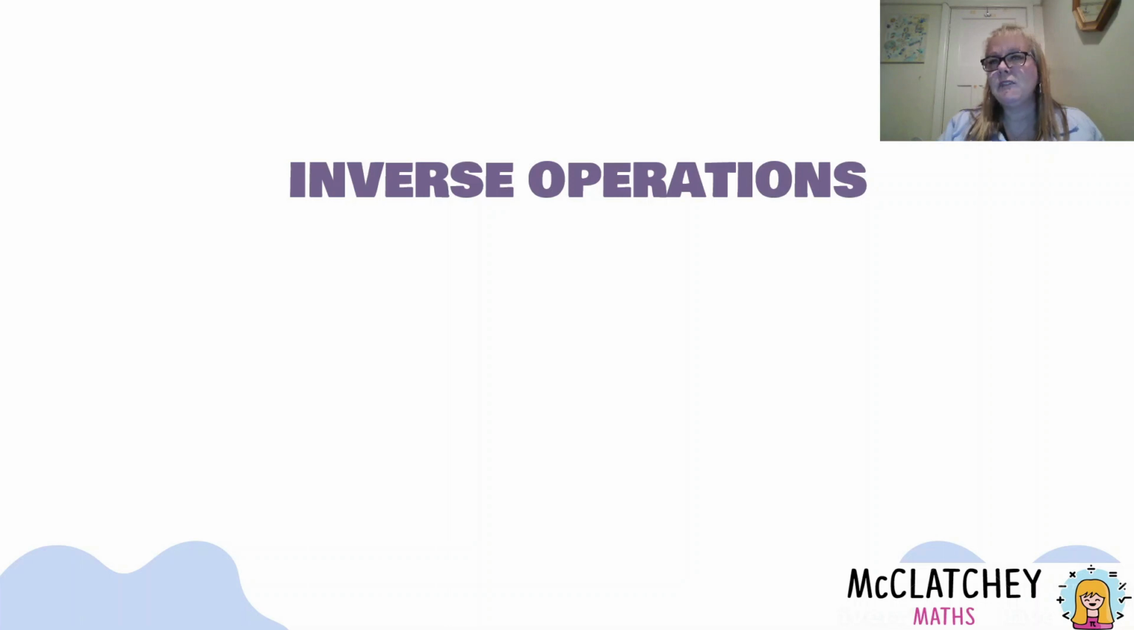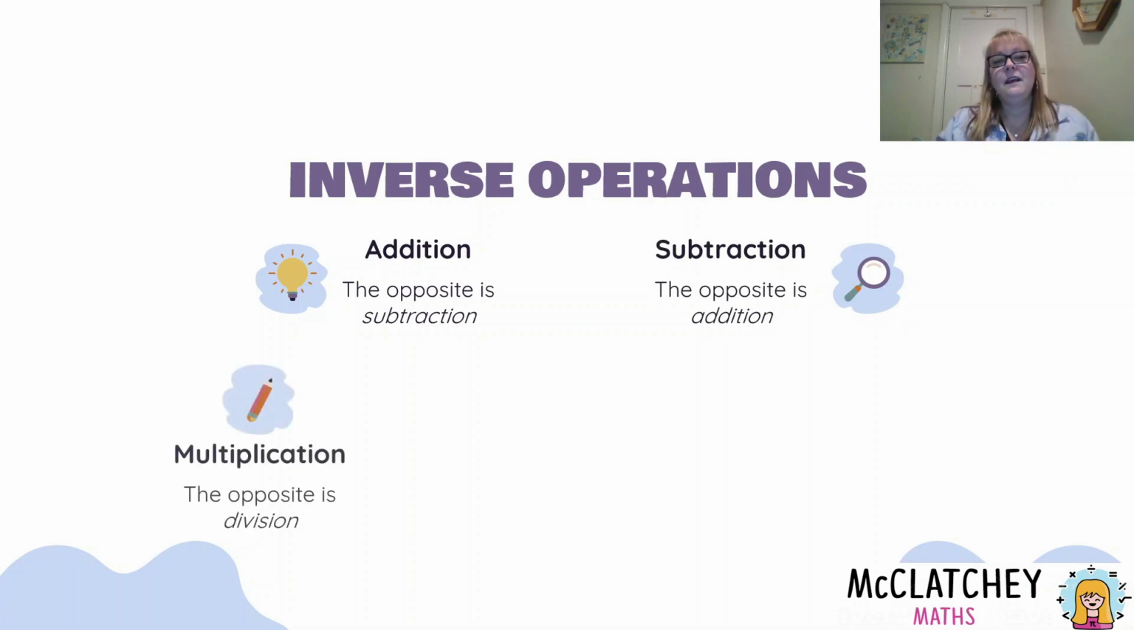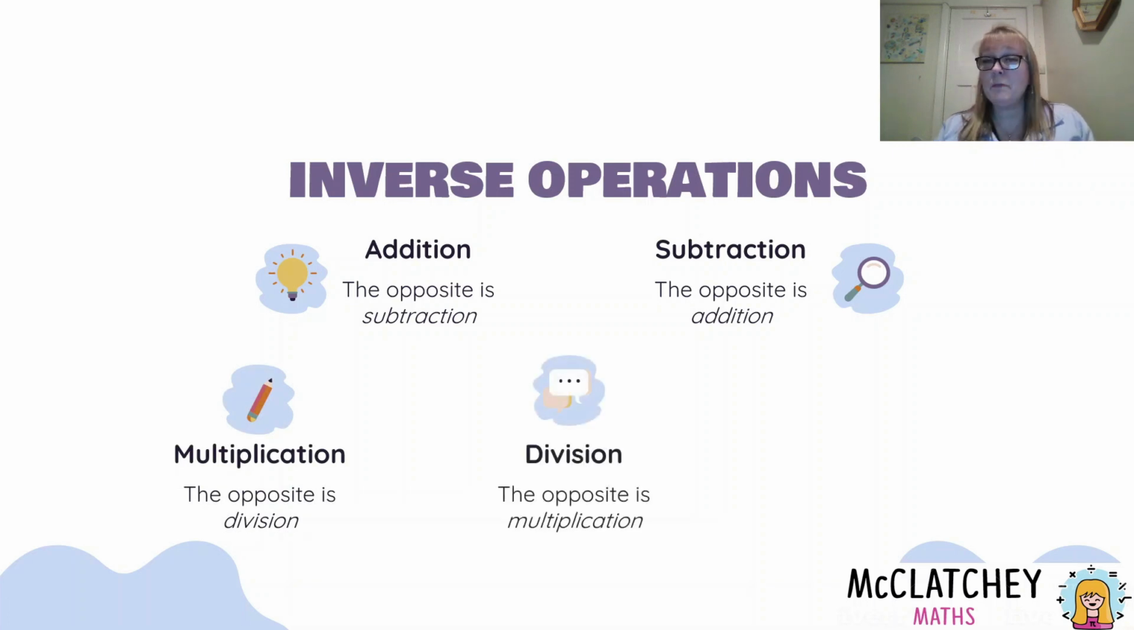So let's talk about what inverse operations are. Operations are plus, minus, times, divide. Okay, so firstly, the opposite of addition is subtraction, which means that the opposite of subtraction is addition. That's fairly straightforward to remember. The opposite of multiplication is division, and then the opposite of division is multiplication. So anytime you see a number added to a letter, to undo that add, we do the opposite, which is we subtract that number. If we see a number multiplied by a letter, to undo that multiply, we divide by that number.